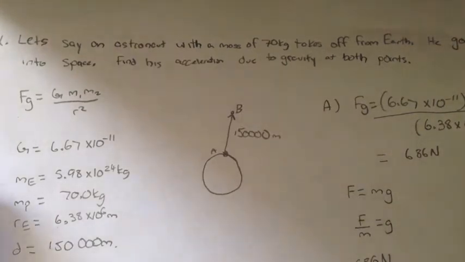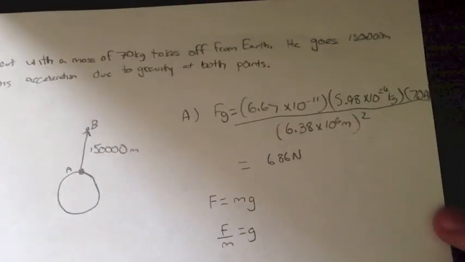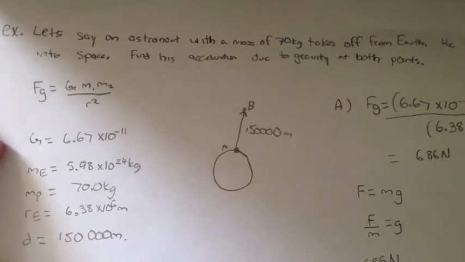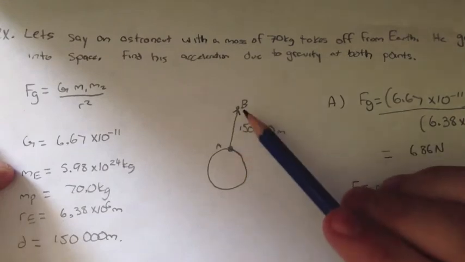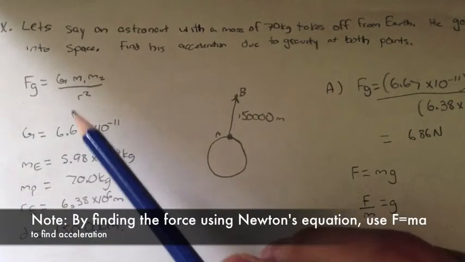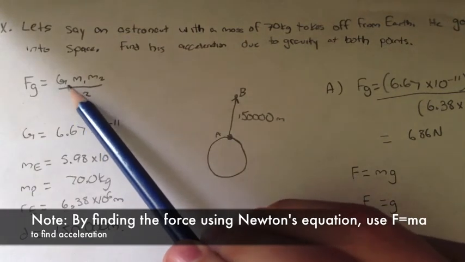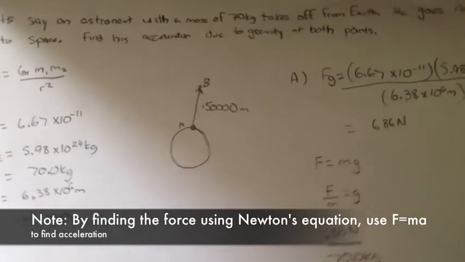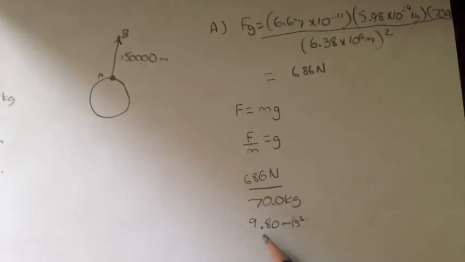So if we do an example, let's say an astronaut with a mass of 70 kilograms takes off from Earth. He goes 150,000 meters in the air, and so we want to find his acceleration due to gravity at both points, A on Earth and B in space. By using Newton's gravitational law, using gravity's constant times both masses over the radius squared, we can see that on Earth he has an approximate acceleration of 9.8 meters per second squared.